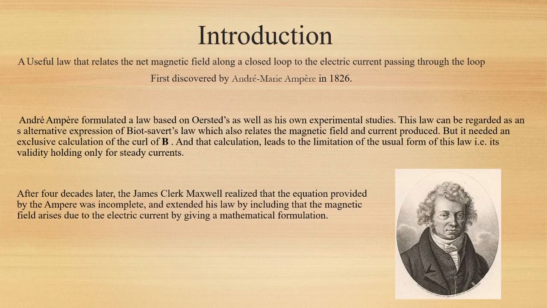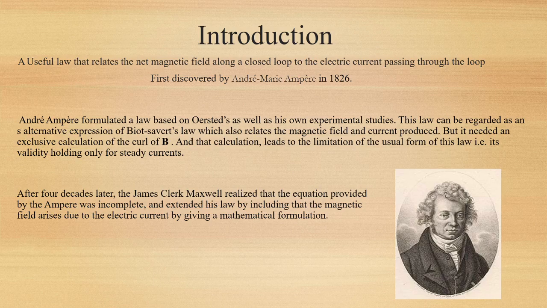So when we see the history of Ampere's law, it is a useful law that relates the net magnetic field along a closed loop to the electric current passing through the loop. It was first discovered by Andre Marie Ampere in 1826. Andre Ampere formulated the law based on Oersted's as well as his own experimental studies.